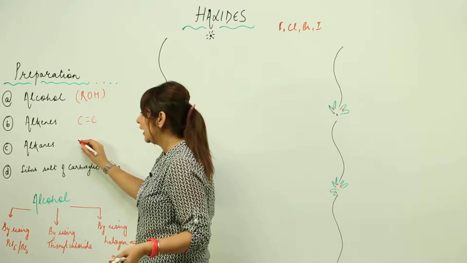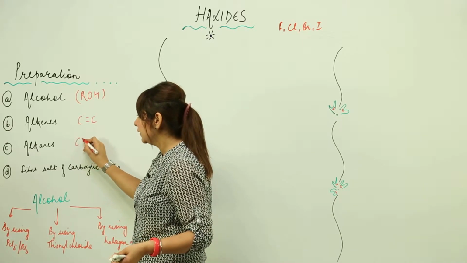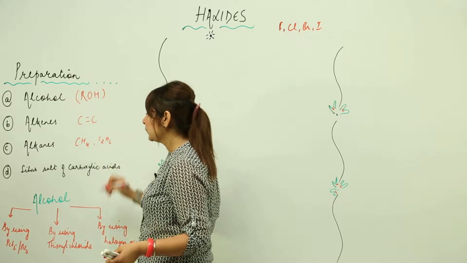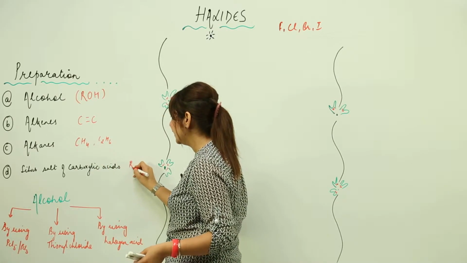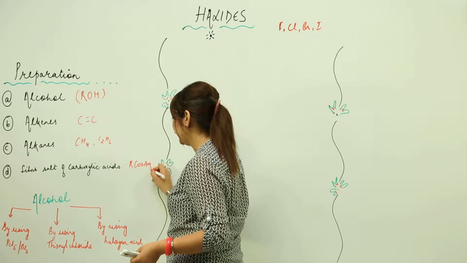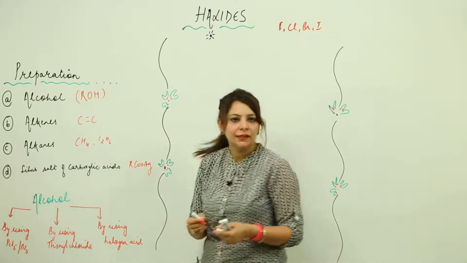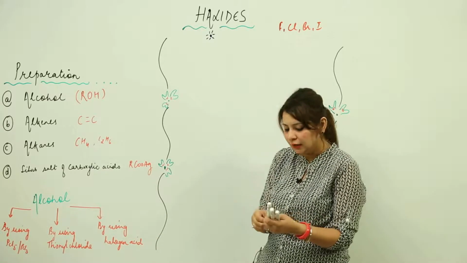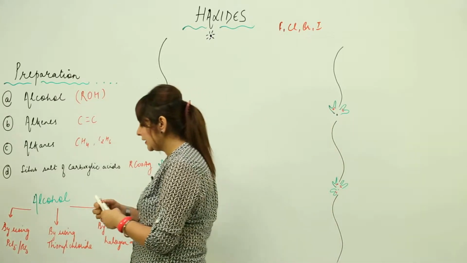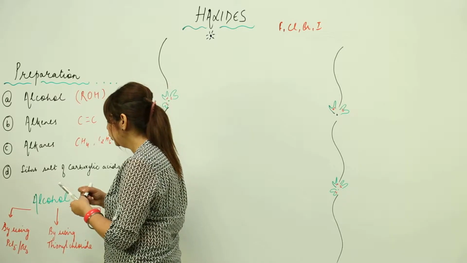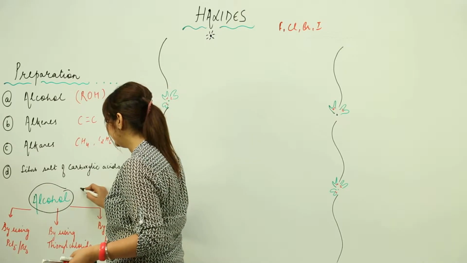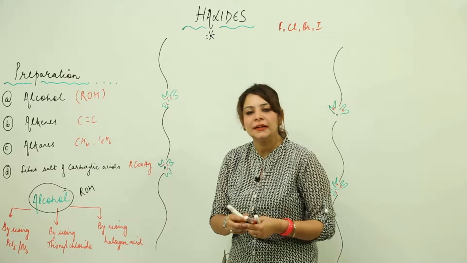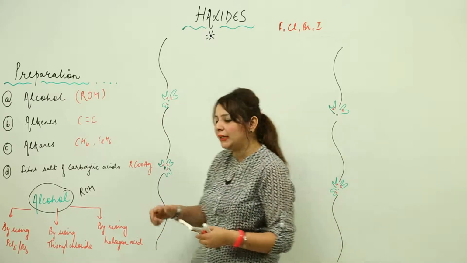Alkanes, you all know, paraffins, that is the compound of carbon with single bonds, and silver salts of carboxylic acid, that means this thing. So we can prepare by these methods. So first I am taking into consideration the alcohol. As you all know, alcohols are basically ROH, right. So we can prepare alkyl halide from alcohol by using three things.